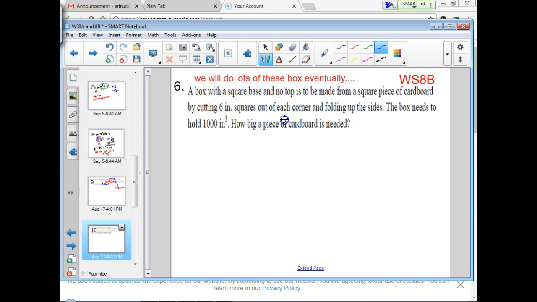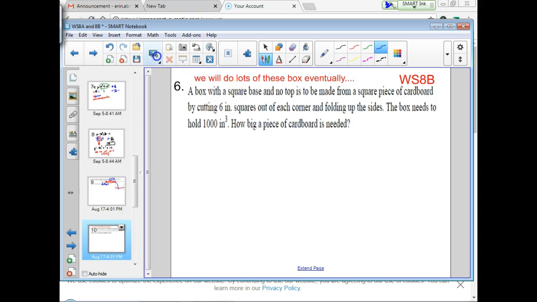This is a very famous math problem, I swear. And it must be a real life problem somewhere out there, but you know, how do they make boxes? It's a more complicated question than you think. So this particular type of box has a square base, no top, and they're just going to make it with no overlapping parts. They're just going to cut corners out of it and then fold up all the sides. So what they're going to ask you to do is figure out how big of a piece of cardboard we need in order to make a particular size box.